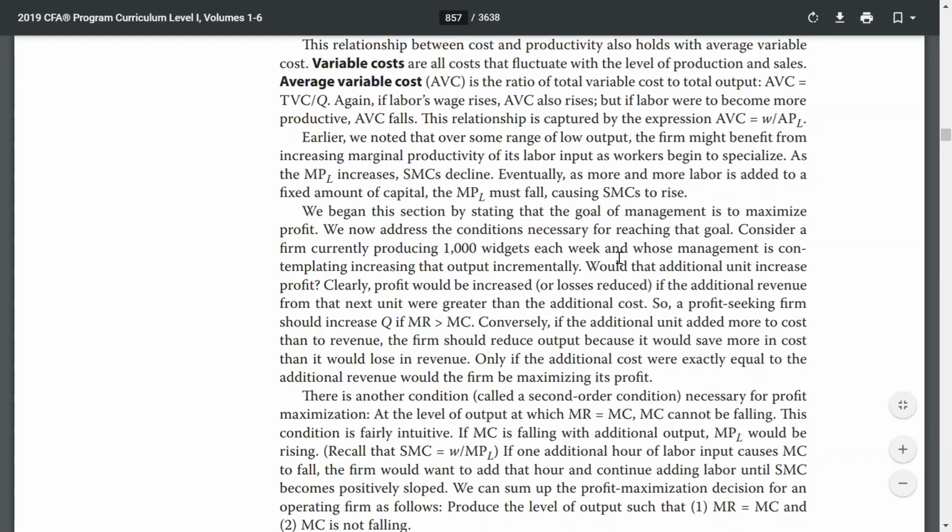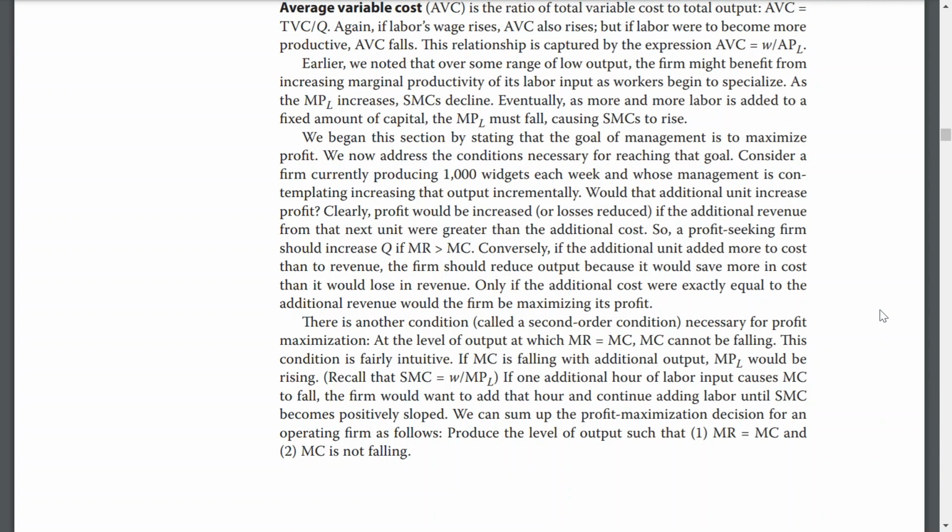We began this section by stating that a goal of management is to maximize profit, but now address the conditions necessary for reaching that goal. Consider a firm currently producing 1,000 widgets each week, and whose management is contemplating increasing that output incrementally. Would that additional unit increase profit?